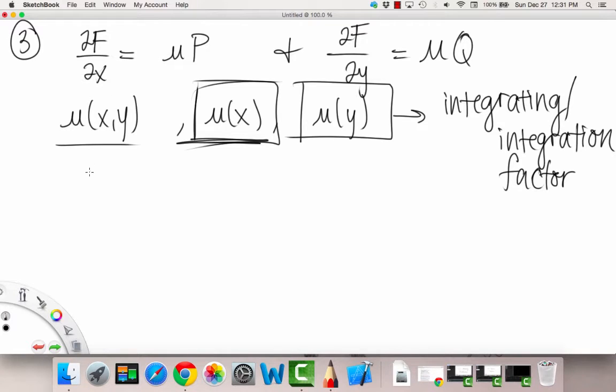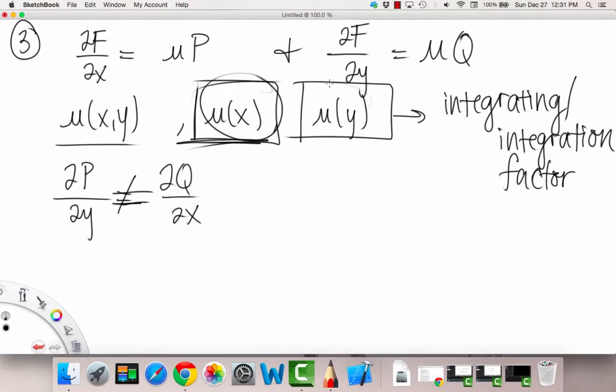Let me just show you where I'm coming from. So when we have the case where our original p and our original q do not satisfy this, when this equality is not there, then that means our equation is not exact, right? So we need the help of an integrating factor of some sort. One of these here, okay?